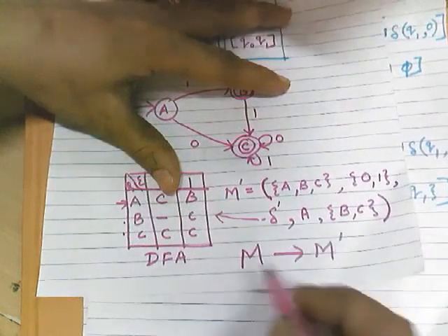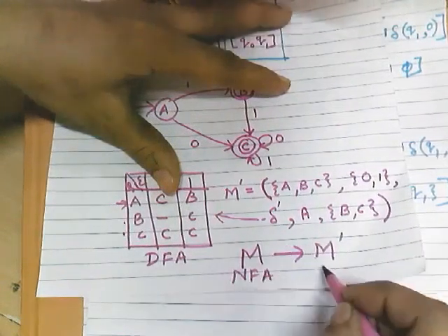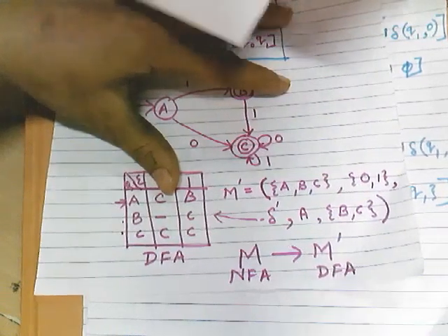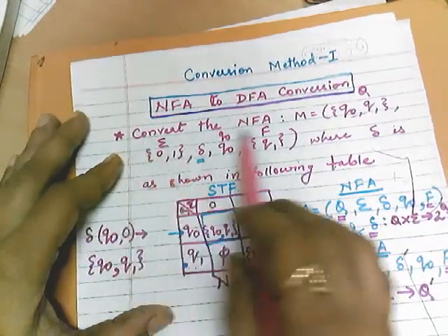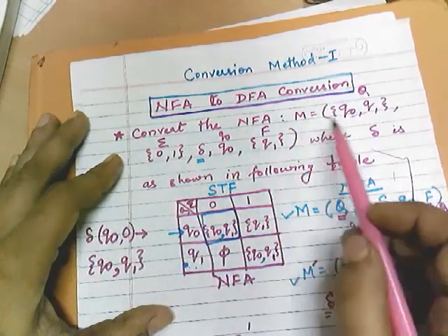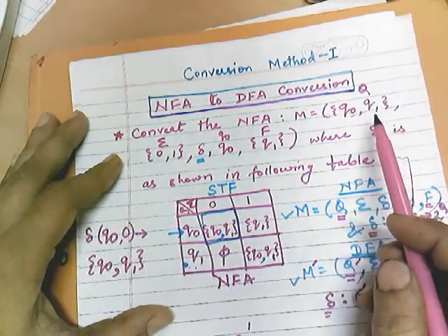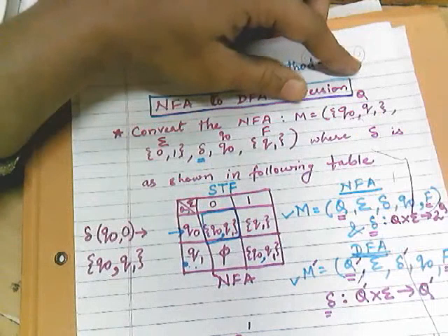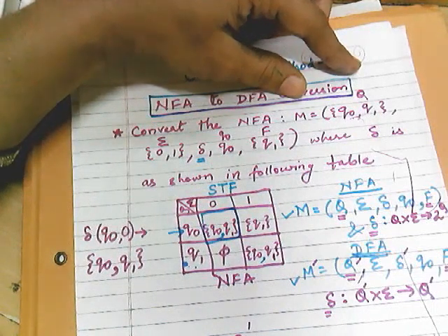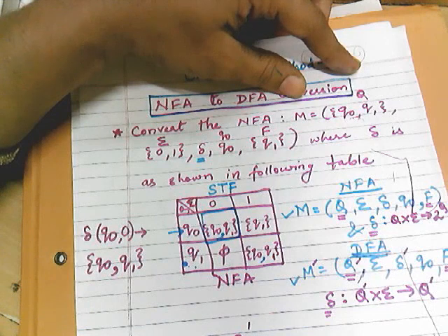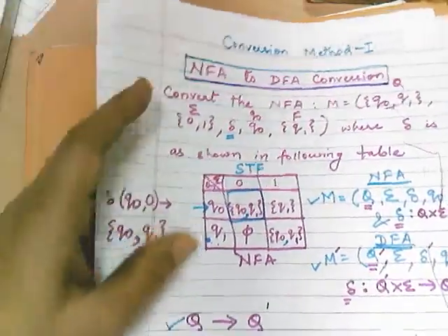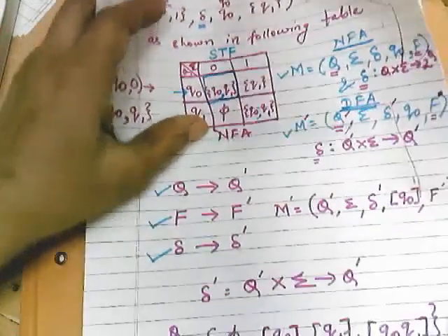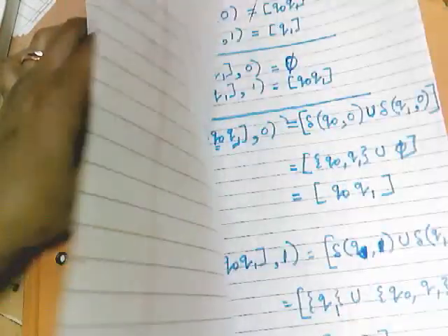So this is my final M to M dash conversion, NFA to DFA conversion. So in this conversion method, what have we been given? We have been given an NFA representation. In the NFA representation, they have given us the number of states, the input symbols, the delta function, the initial state, and the final state. Then what we have to do is convert this NFA to DFA, in which there will be a change in three things. Which three things will change?